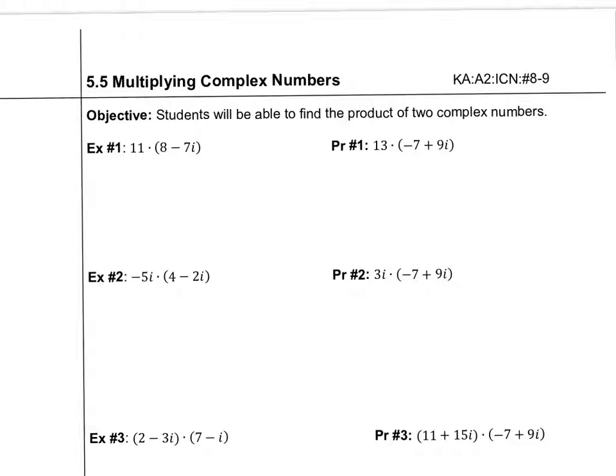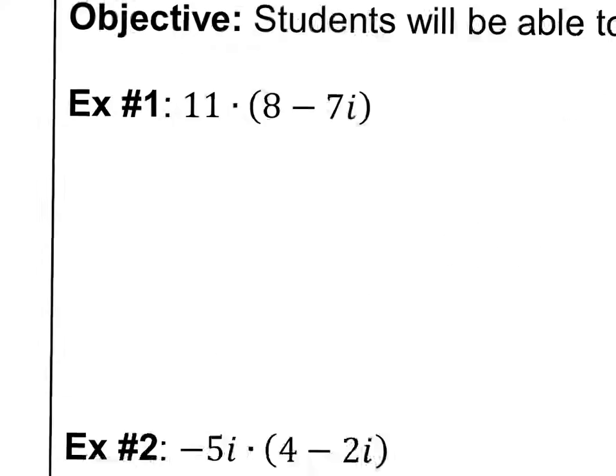Alright, 5.5, multiplying complex numbers. Objective: students will be able to find the product of two complex numbers. Let's start with just multiplying complex numbers by real numbers. Let's go to example 1.